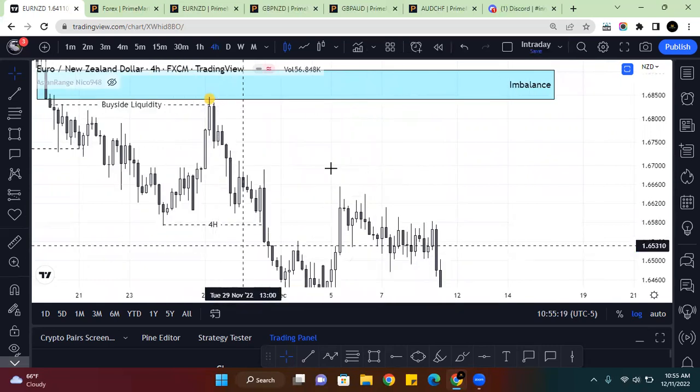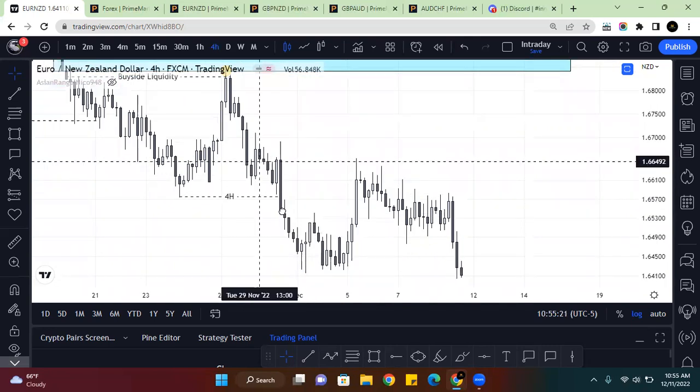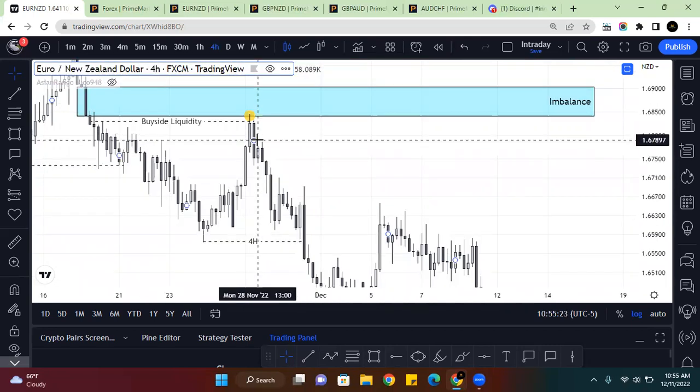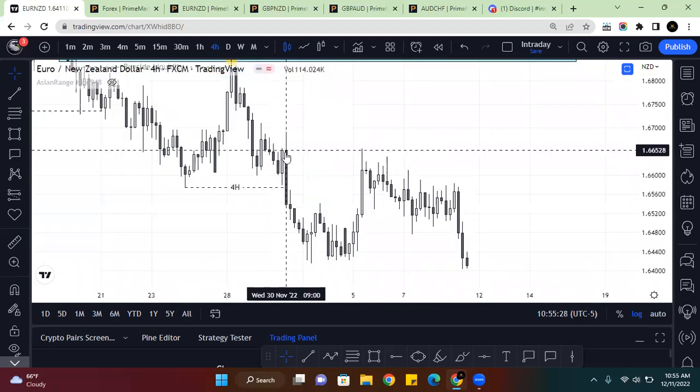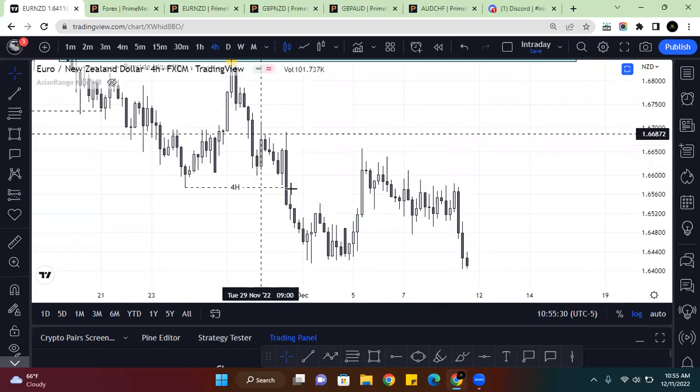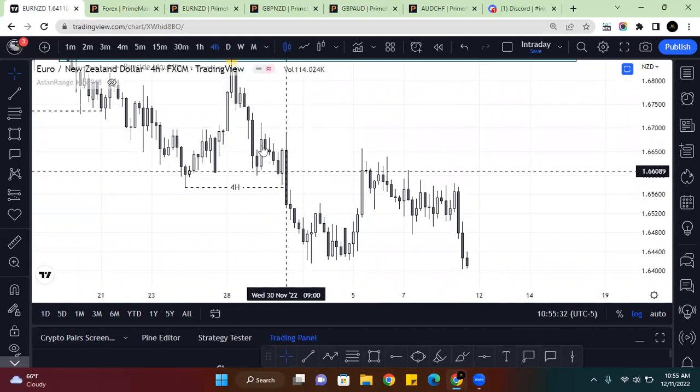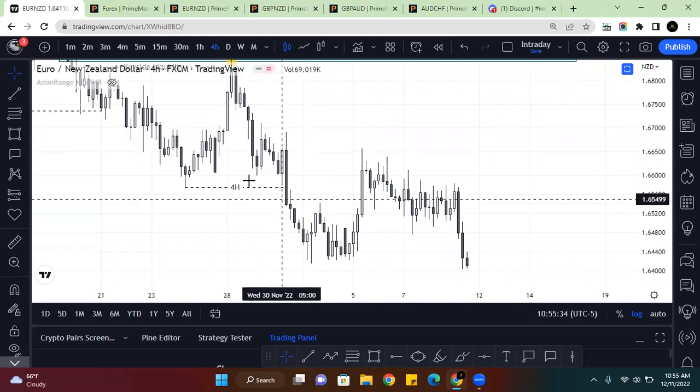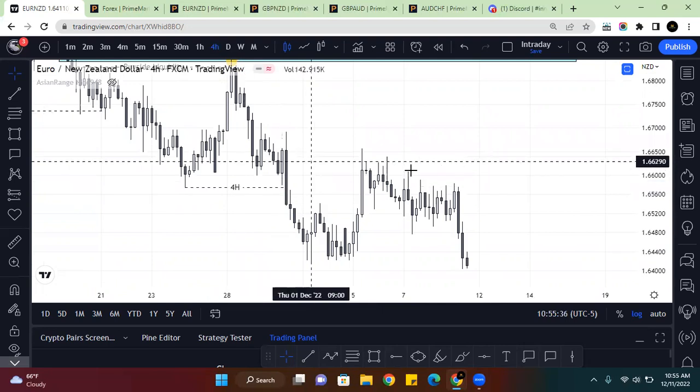All right, so you have price break structure. And really, if you look right here, this up candle before the drop was the one that really started the break, you know what I mean, in order to break structure in that regard.